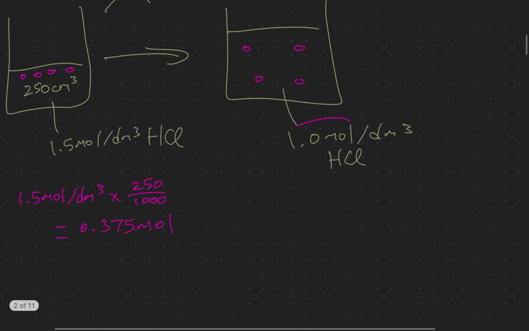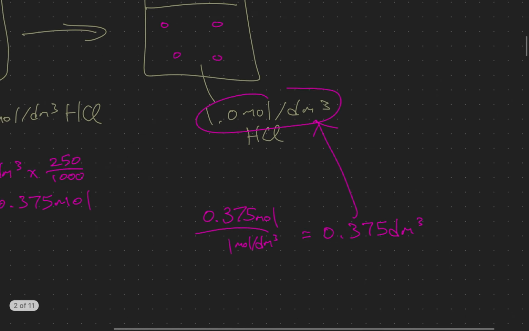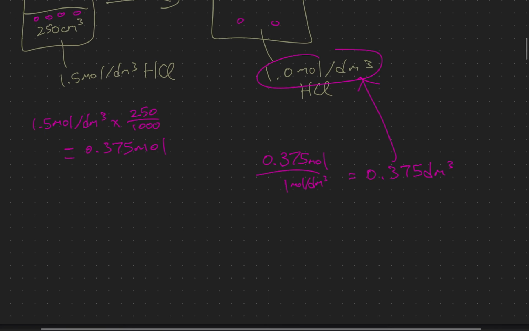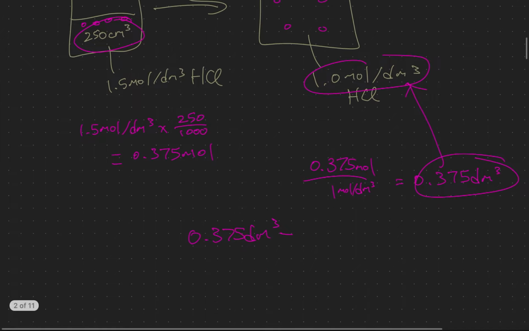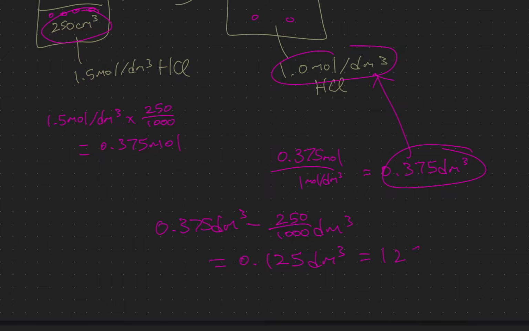So therefore, if I want 1.0 mole per dm³ solution of hydrochloric acid, I just need to find out how much is the volume. So I'll take 0.375 divided by 1, which is the mole per dm³, which will give me 0.375 dm³. That is the known volume for 1.0 mole per dm³. So now we've got this value. We're just going to take that value minus the original value here, so that we can find out how much water was added. And that'll end up giving me 0.125 dm³. Alright, or you can write this as 125 cm³.